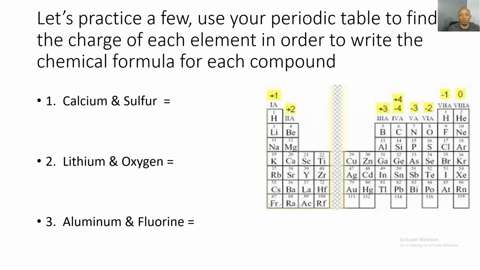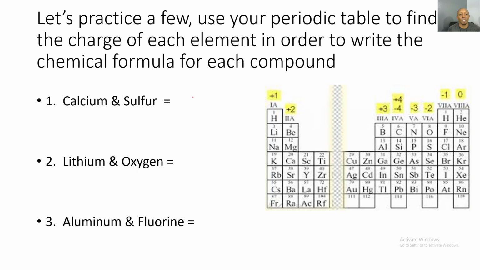So let's practice a few and use your periodic table to find the charge of each element in order to write the chemical formula for each compound. So ladies and gentlemen, I will give you 1 minute to complete these, and I will pause the video starting now. Great. So we should have our problems figured out or written down by now and solved.